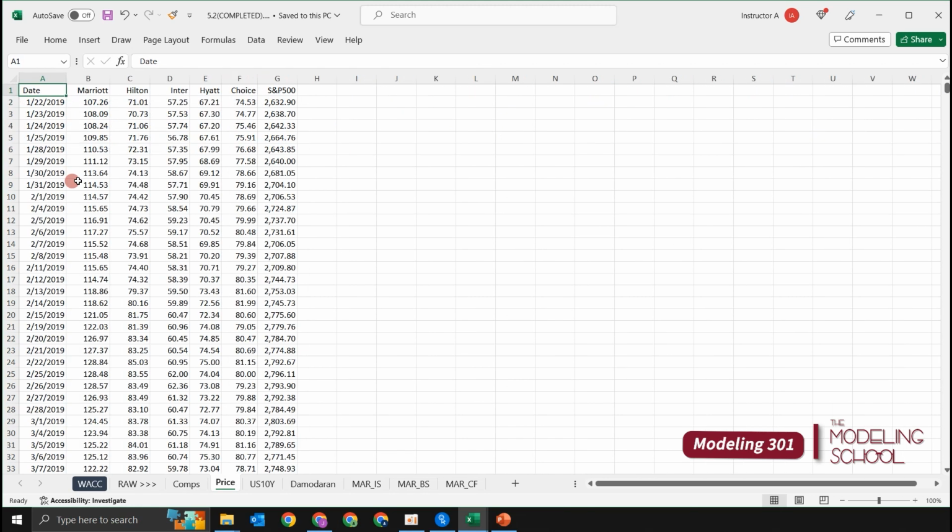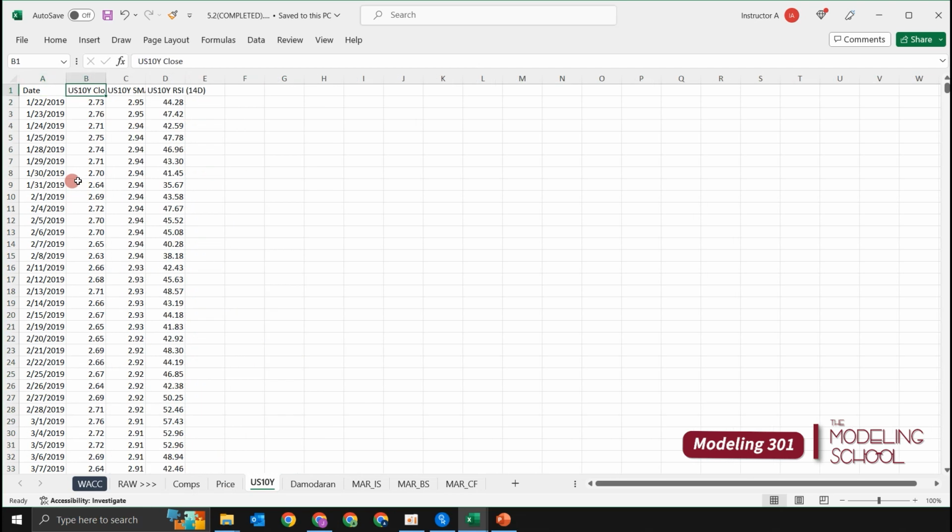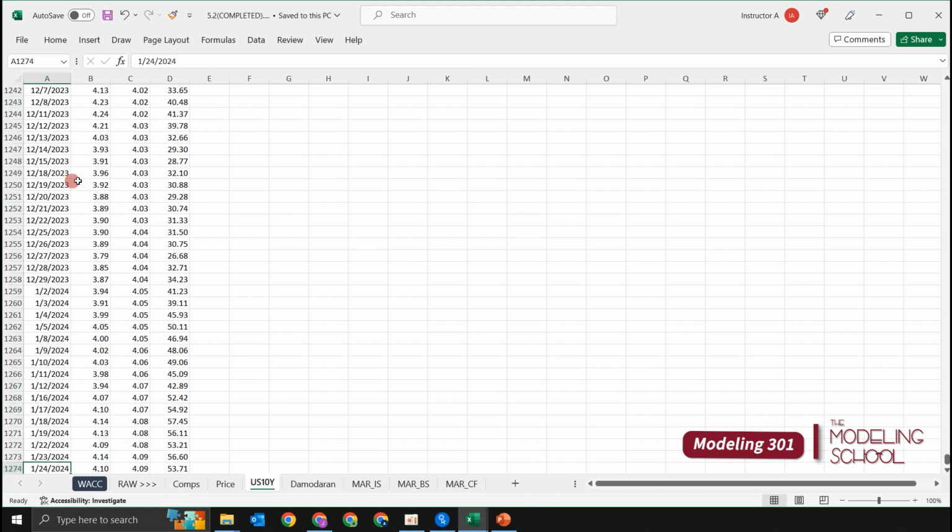We also have data on the share prices of our peers. For your reference, we have 5 peers: Marriott International, Hilton, InterContinental, Hyatt, and Choice. These 5 peer groups. We also have a benchmark index, the S&P 500. We also have the 10-year Treasury bond yields, and the 5-year average just in case.